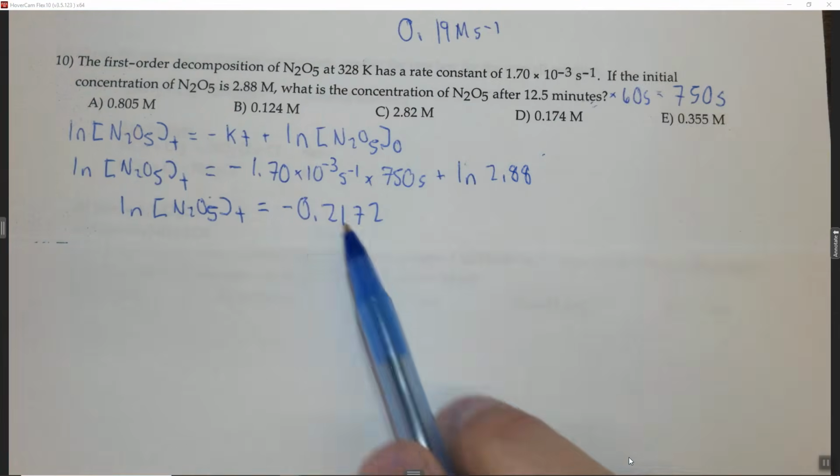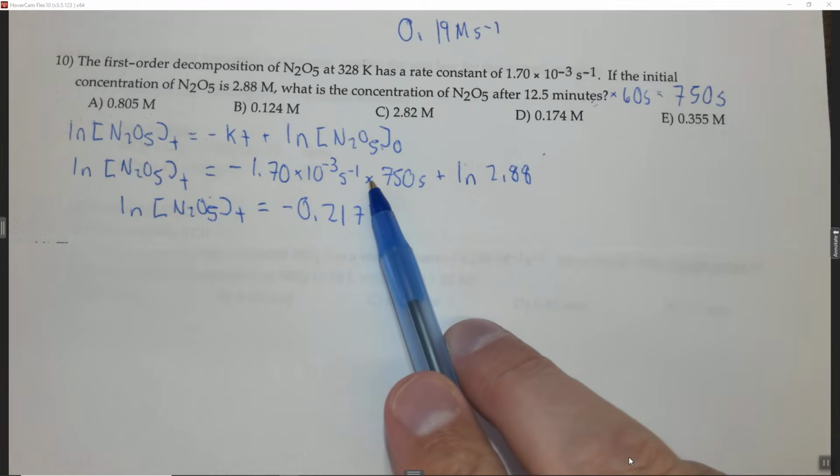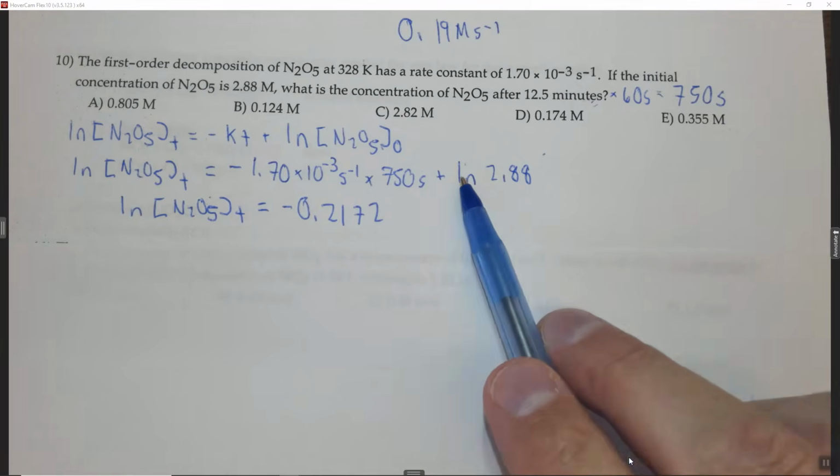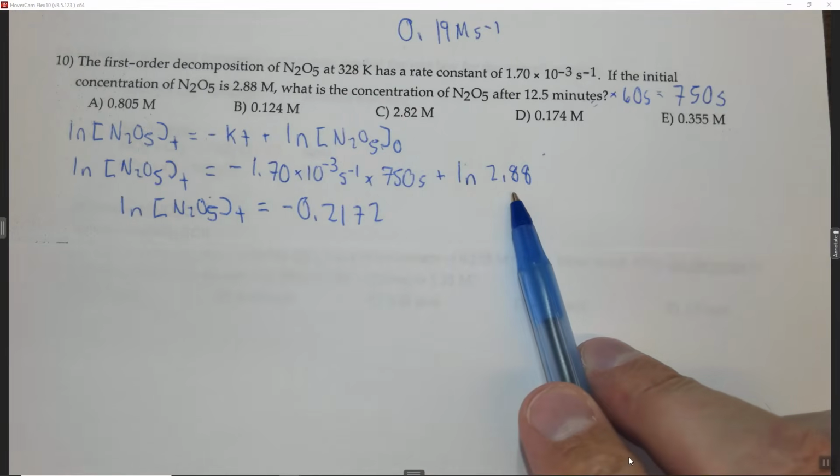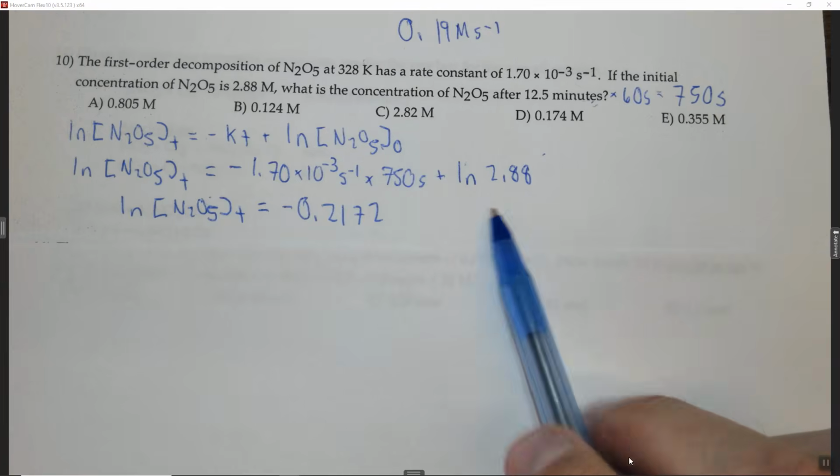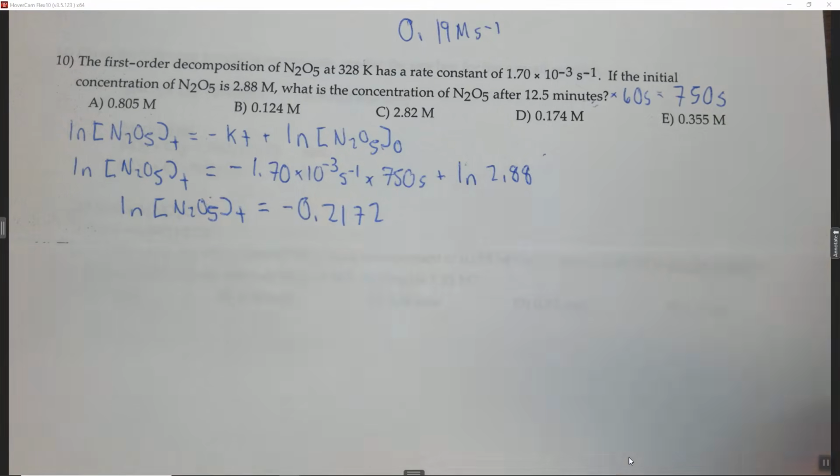Okay, so basically we multiplied these two things together, got negative 1.275, took the ln of this on a calculator, of course, and you get 1.058. Okay, now we simplify to this.